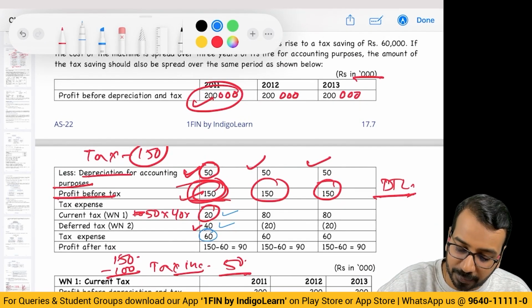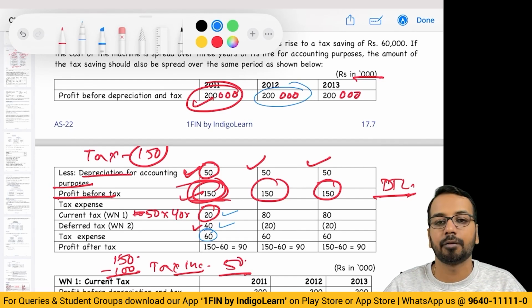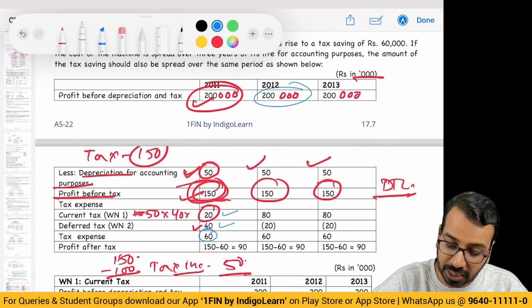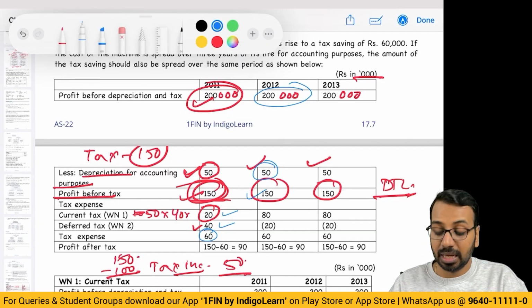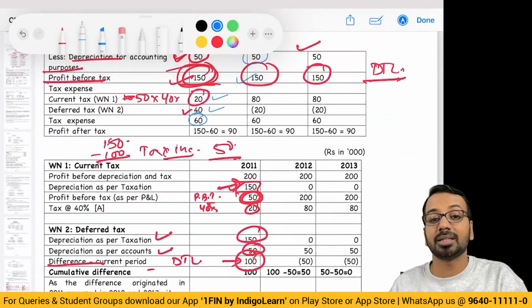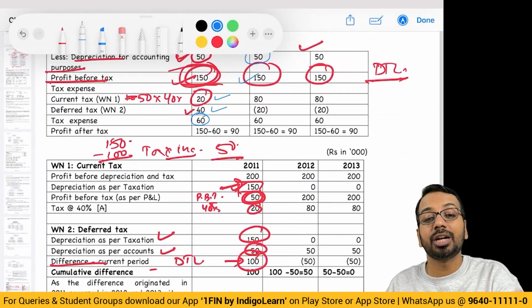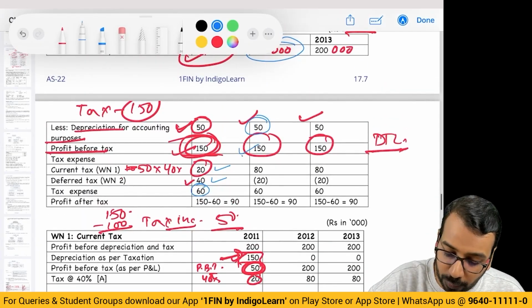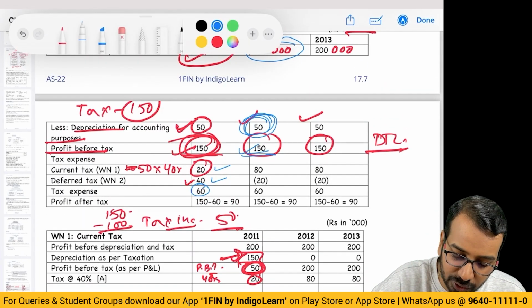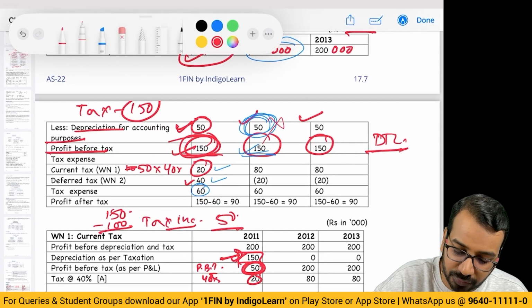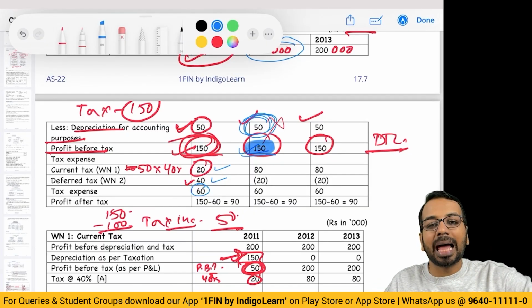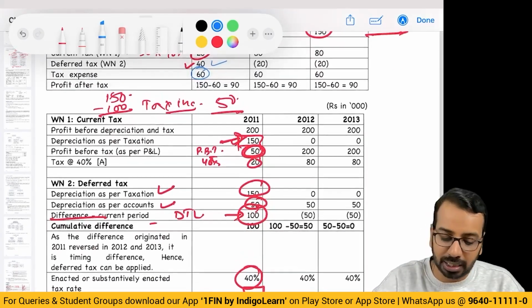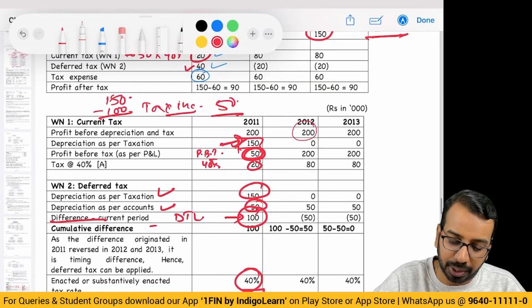In the second year, you have 200 of income before depreciation, 50 is the depreciation, 150 is the profit before tax. Now when it comes to taxation, taxation says I have already given you deduction. So this 50 of deduction is no longer allowed. So on this 150, you will add back 50, which will make the taxable income 200.